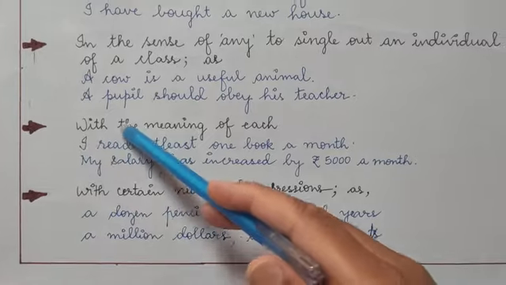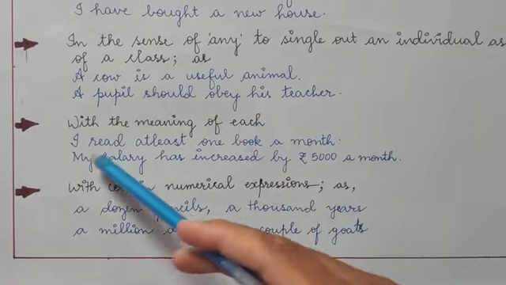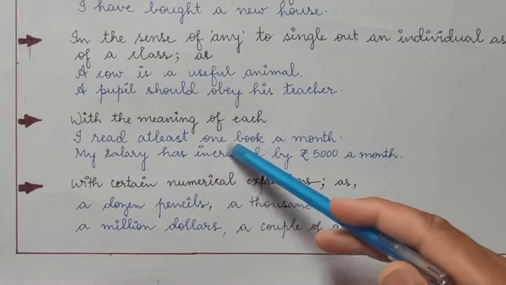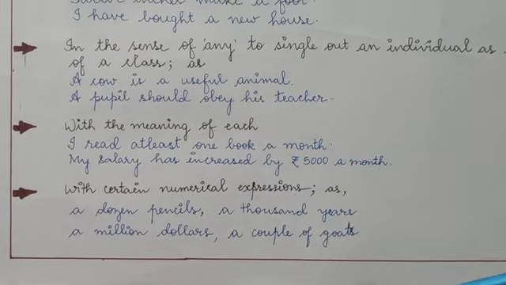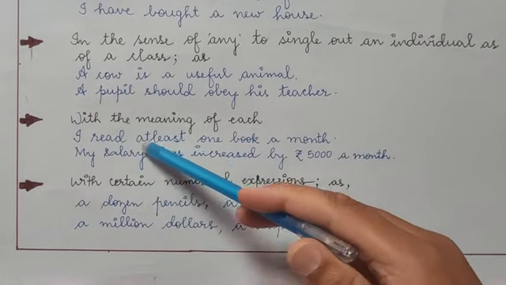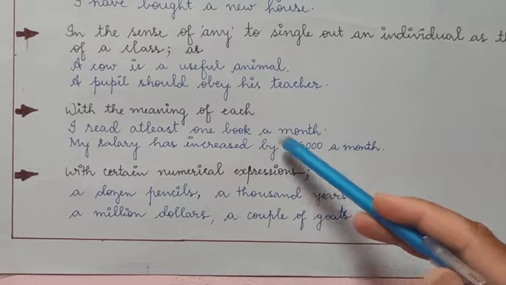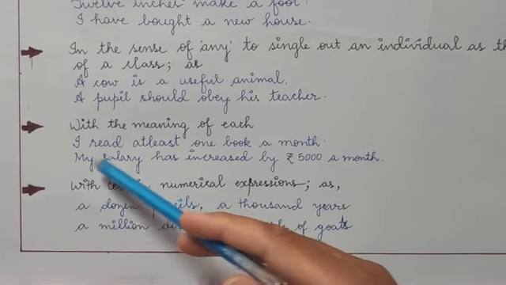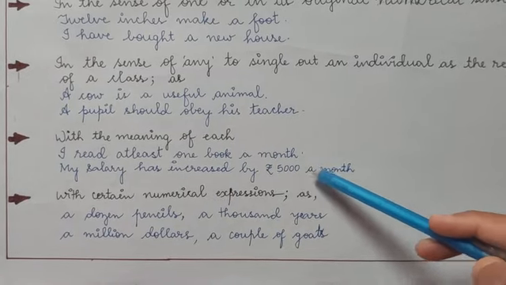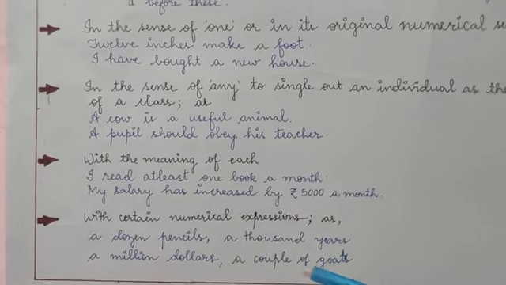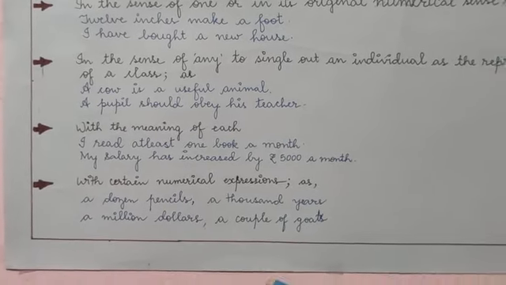Next example, with the meaning of each. I read at least 1 book a month. Here a stands for each. A means each. My salary has increased by rupees 5,000 a month. A stands for each. So here also in this way we can use it.